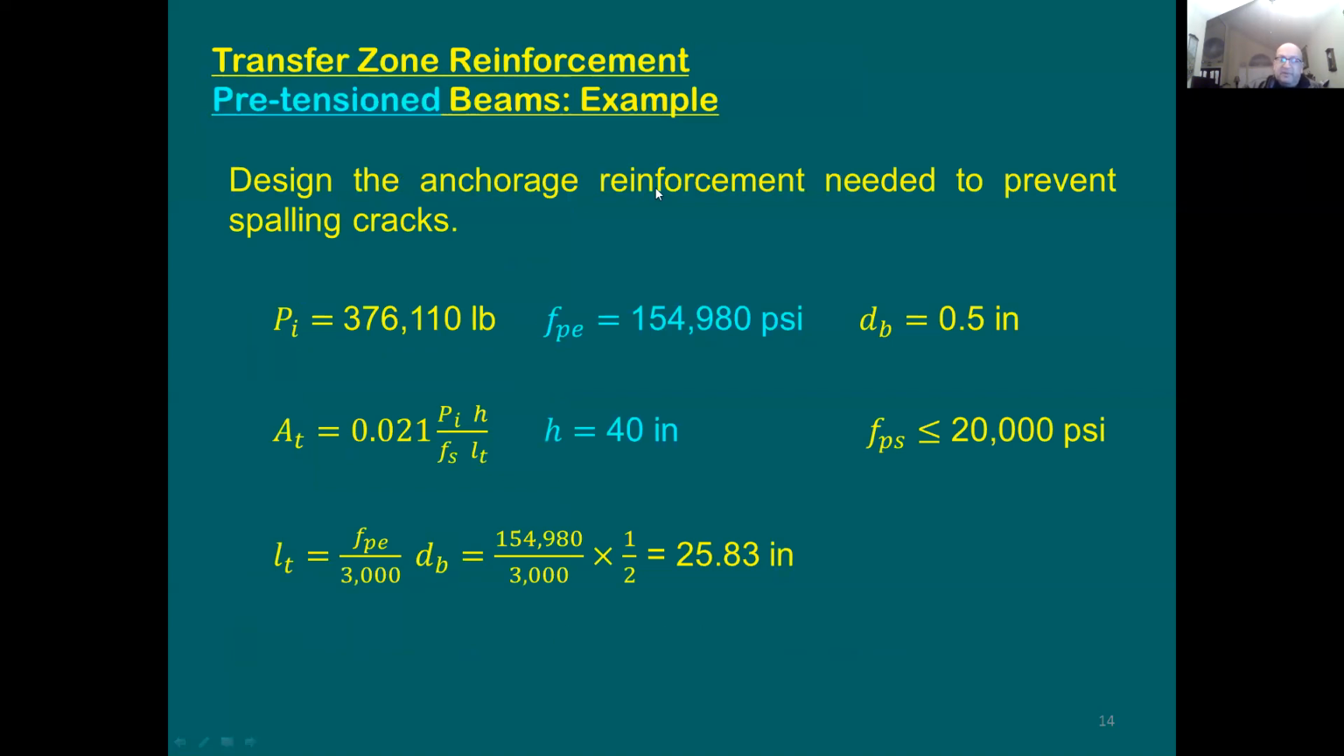I have an example on the pre-tension I-block beam design. It says here, design the anchorage reinforcing needed to prevent spalling cracks. They give me here P sub I, the amount of force given in pounds, which is going to be 376,110 pounds. The effective stress here is going to be 154,980 psi. You have here half-inch strands, so the diameter for the strand is going to be half an inch. Now let's see how I can figure out the length first. Transfer length. Transfer length is going to be based on PI.